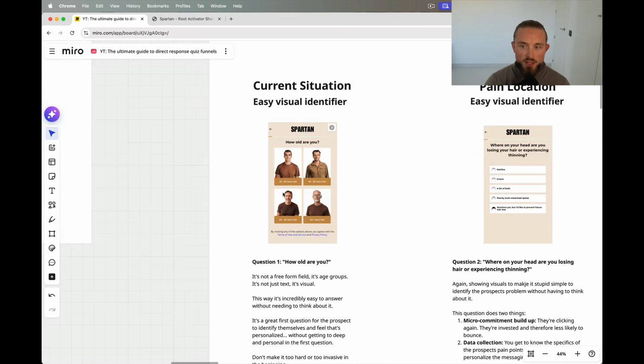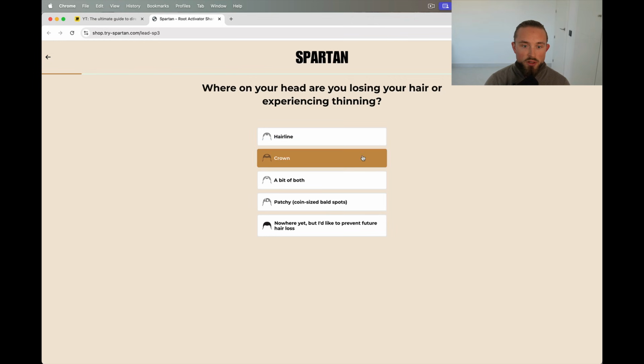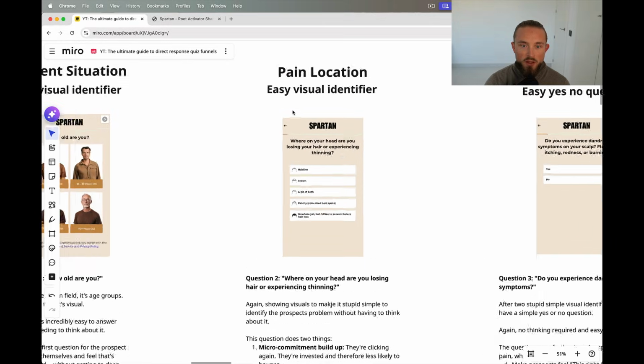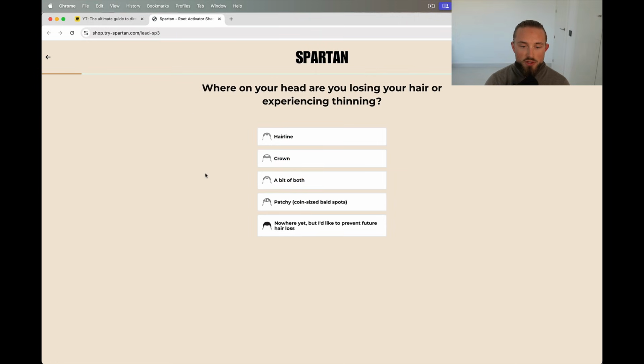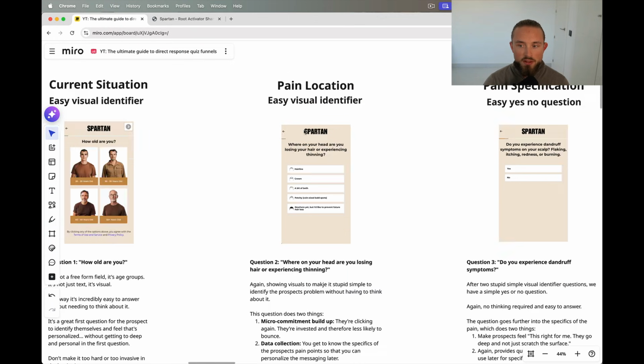It's super easy, and it just opens up the current situation before we start diving into the pain points. Question number two is the pain location. First of all, we want to understand where they are experiencing the pain, so let me just put in hairline. At this stage, we have identified where they have the pain.